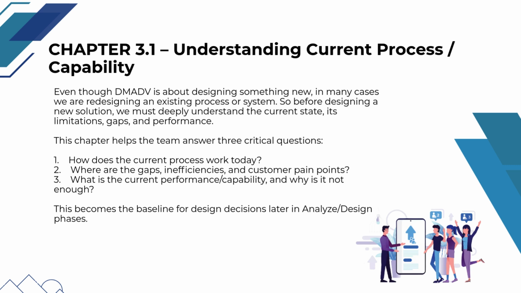This chapter enables the team to clearly understand how the process works today, identify gaps, inefficiencies, and customer pain points, and evaluate current performance and capability to understand why it is insufficient to meet customer requirements. By answering these critical questions using process mapping and baseline capability analysis, the team establishes a factual baseline that directly guides and strengthens design decisions in the analyze and design phases.